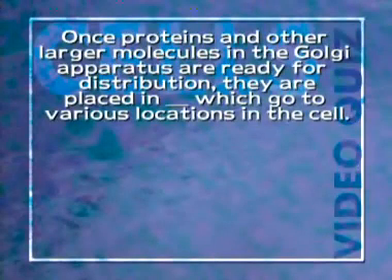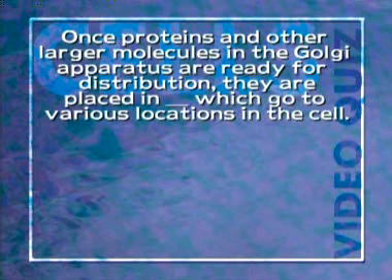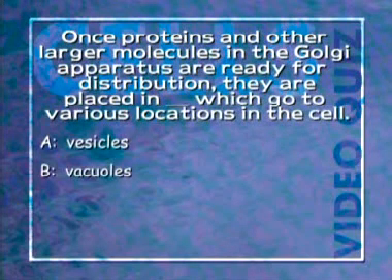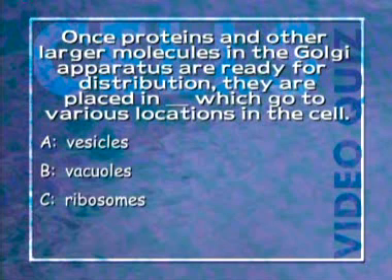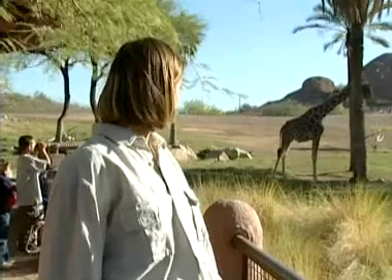Question 15. Once proteins and other larger molecules in the Golgi apparatus are ready for distribution, they are placed in these organelles, which go to various locations in the cell. A. Vesicles, B. Vacuoles, C. Ribosomes, or D. Chloroplasts? I wonder what else the giraffe can find up there. Write down your answer.